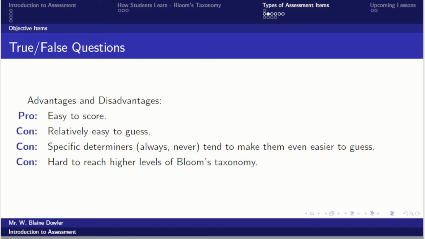It's also hard to reach the higher levels of Bloom's taxonomy, not just the two highest levels that require student-created input and can't be done by machine score, but in terms even of getting to the analysis level. It's very difficult to construct a true-false question that requires analysis.